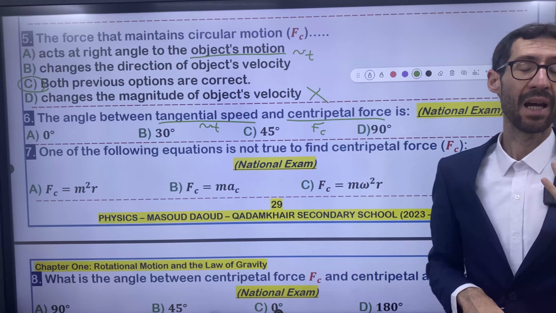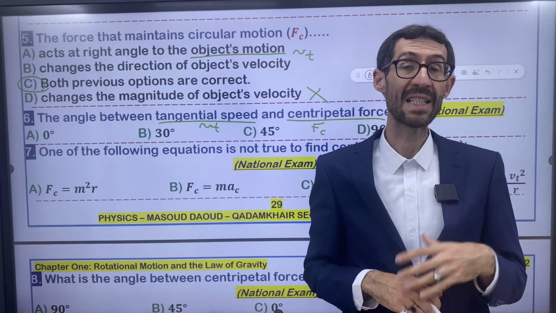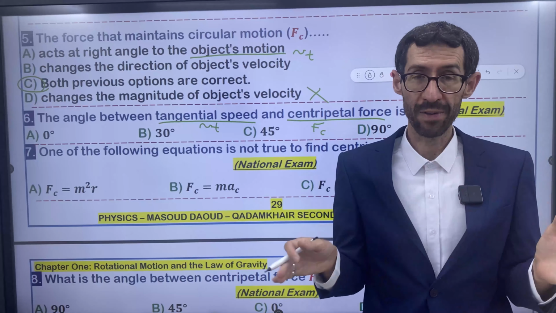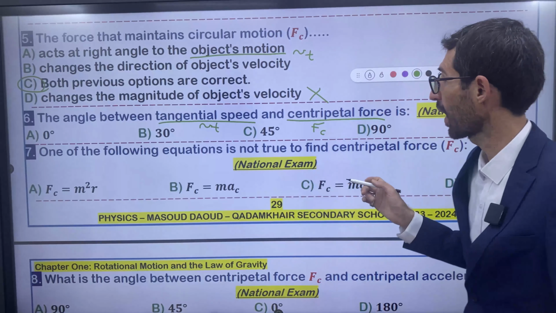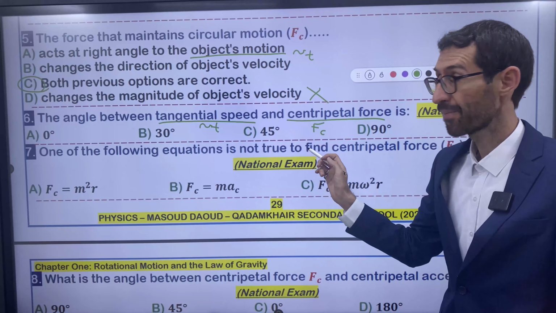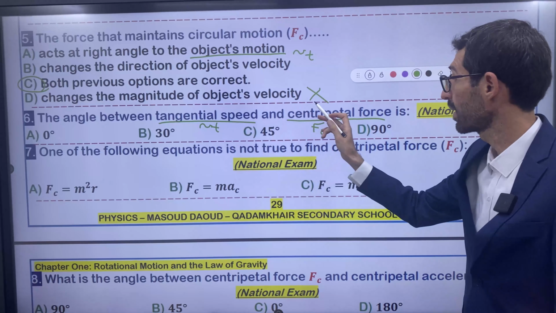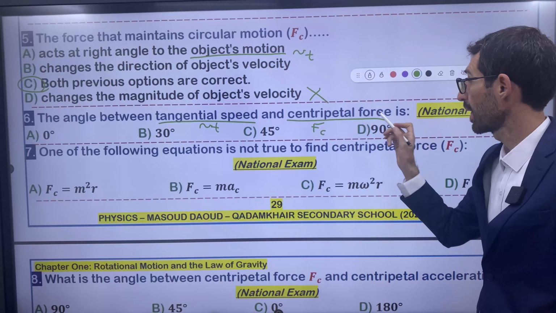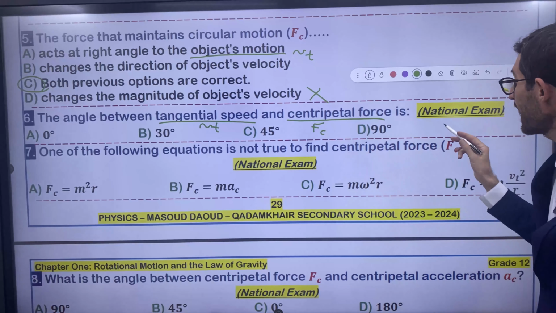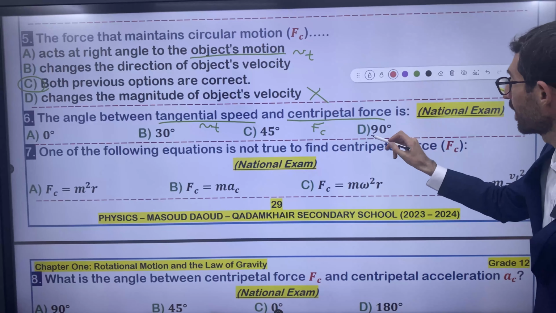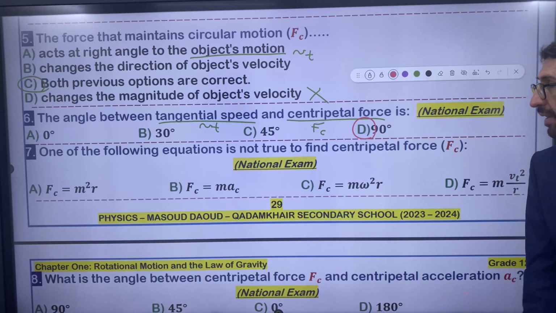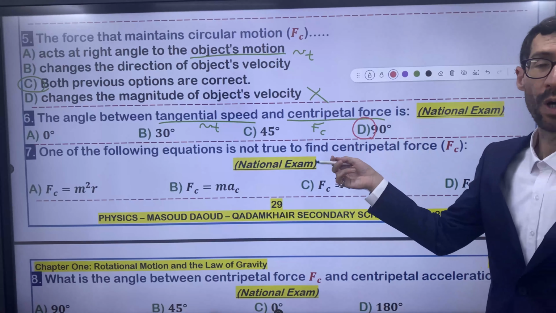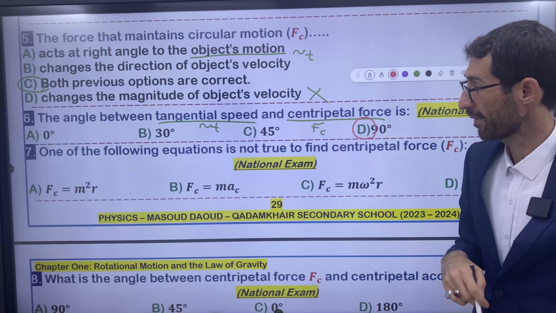But if you encounter similar quantities, without thinking, the angle is 0. So right now, quantities are different. Tangential speed versus centripetal force. So the angle is 90 degrees, right? This is the question of national exam. One more question of national exam, question number 7.